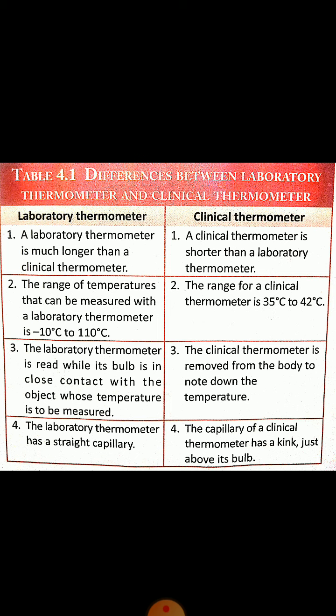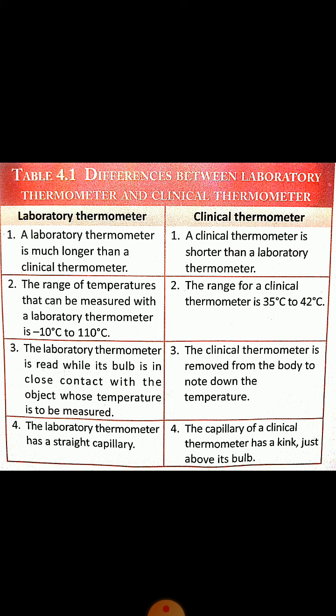Next, the laboratory thermometer is read while its bulb is in close contact with the object. It means the bulb or the mercury should be dipped inside the liquid and then we measure the temperature instantly. On the other hand, the clinical thermometer can be read after removing it from the body. Have you seen the doctors first remove it from the mouth and then note the temperature, right? So that is another difference.